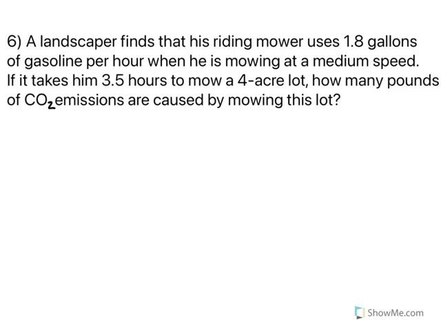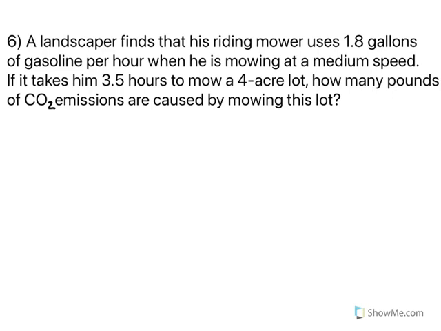Number 6, 2 more to go. A landscaper finds that his riding mower uses 1.8 gallons of gas per hour when he is mowing at a medium speed. If it takes him 3.5 hours to mow a 4-acre lot, how many pounds of CO2 emissions are caused by mowing this lot?